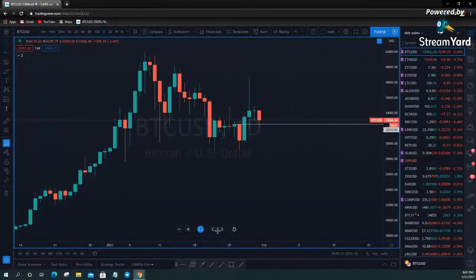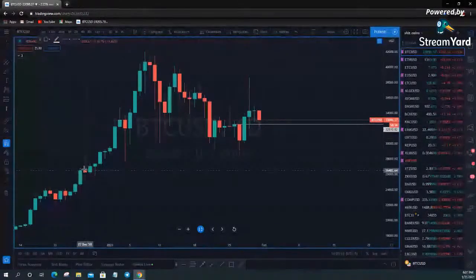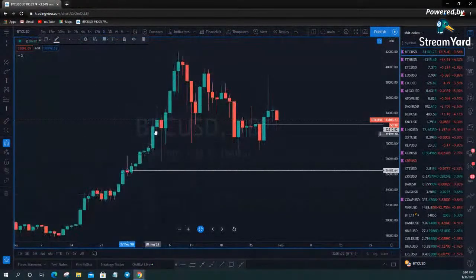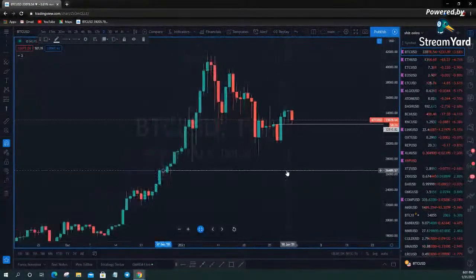If we can't maintain this area right here, if you get a daily closure below this 3304.1678, I'm looking for this area down here because it's an untested level. This wick came down, but it did not test it. So if Bitcoin's going to remain weak, then it's going to head lower. That's going to be the first area to look for a support test, in my opinion.